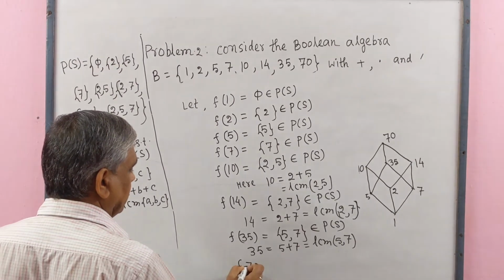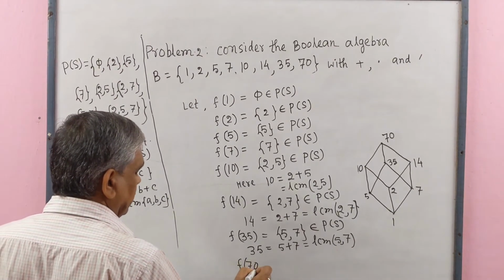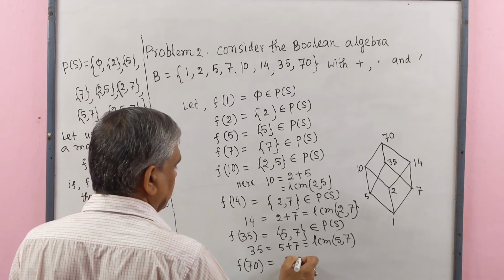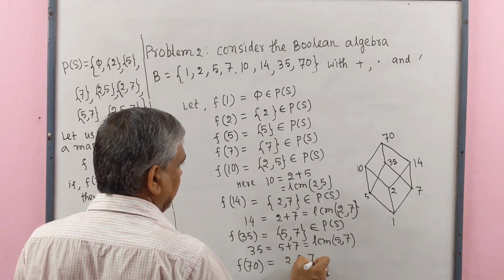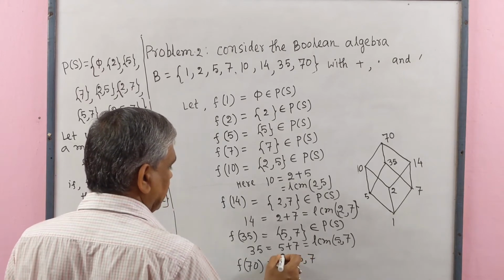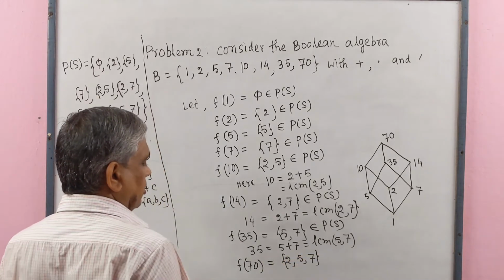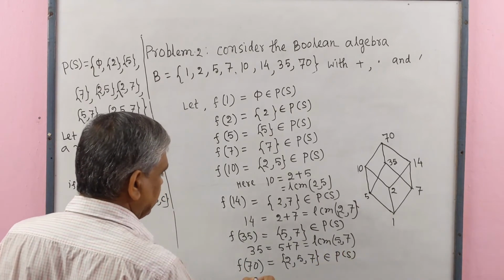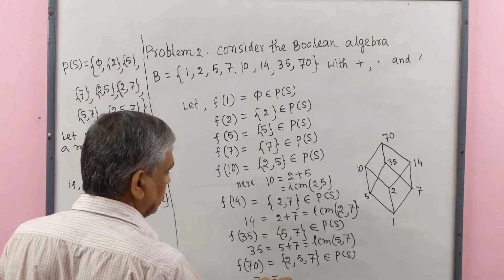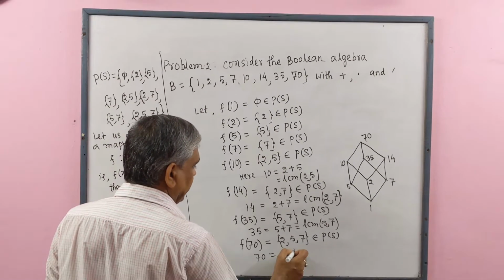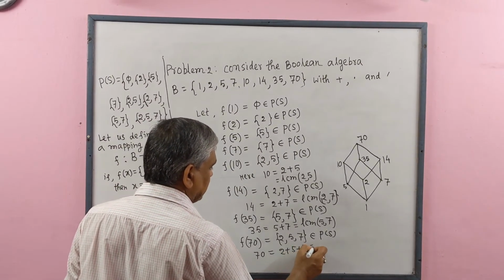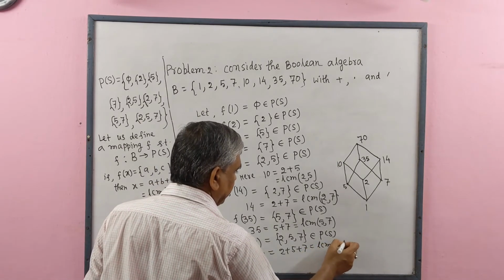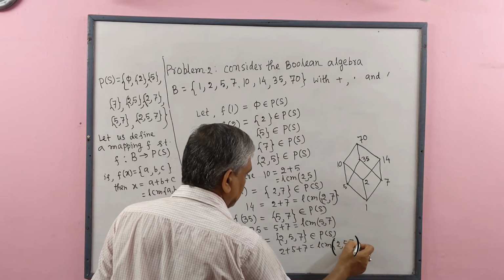For 70, equal to 2, 5 and 7, this belongs to PS, and 70 is equal to 2 times 5 times 7, that means the LCM of 2, 5, 7.